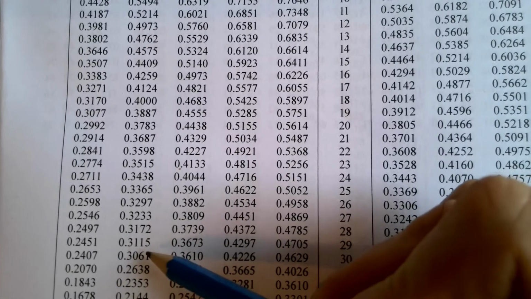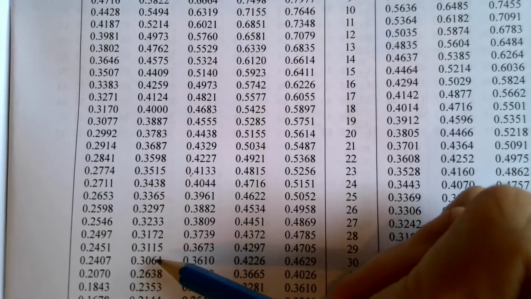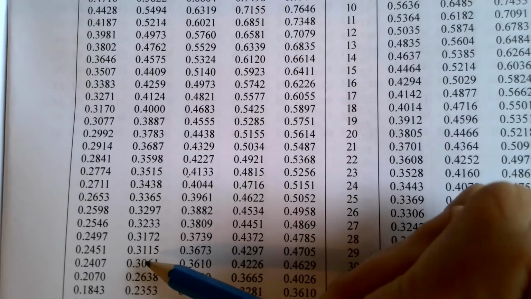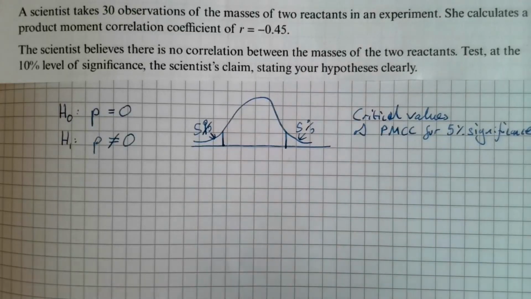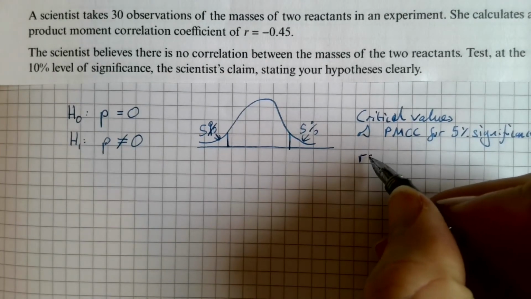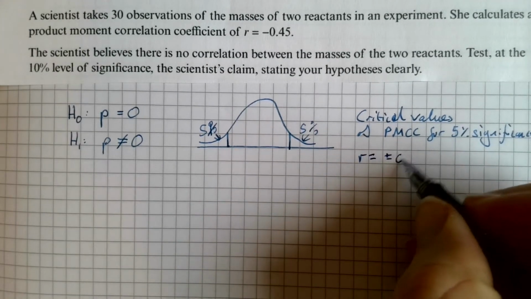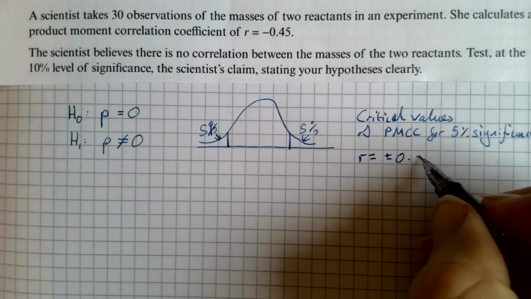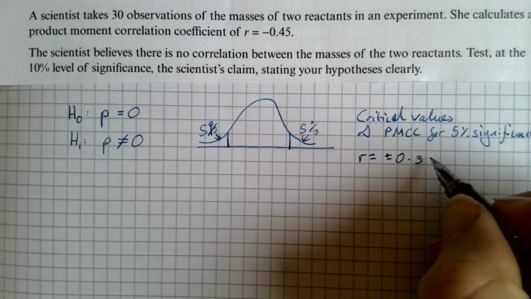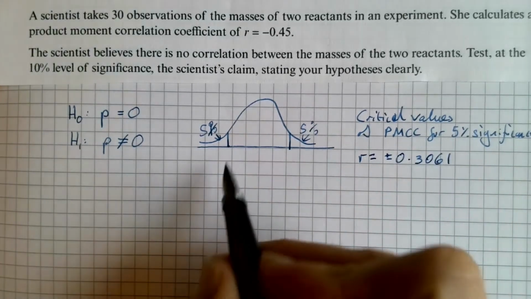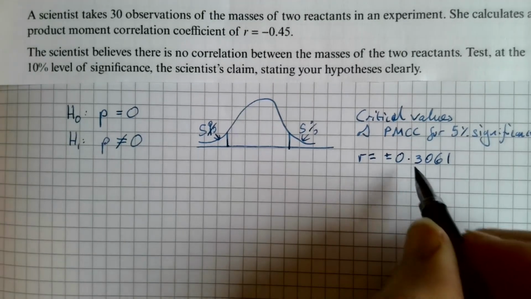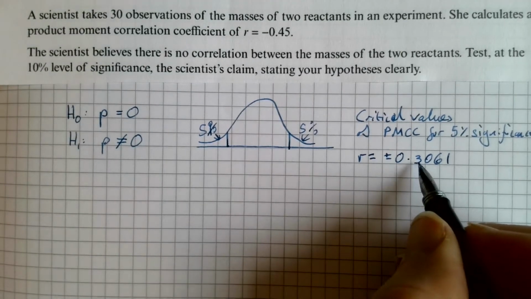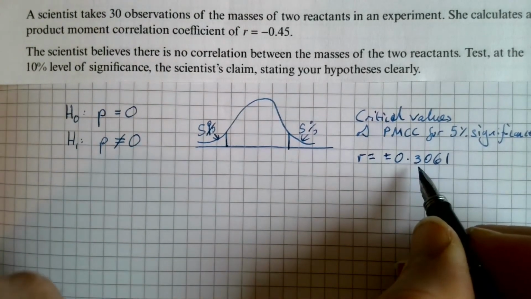So 0.3061 to suggest any correlation at all. So our r equals plus or minus 0.3061. So that means down there for your negative, up there for your positive. So what that means is it's got to be more significant than that. So your R value, the more significant it is, the closer it is to 1.